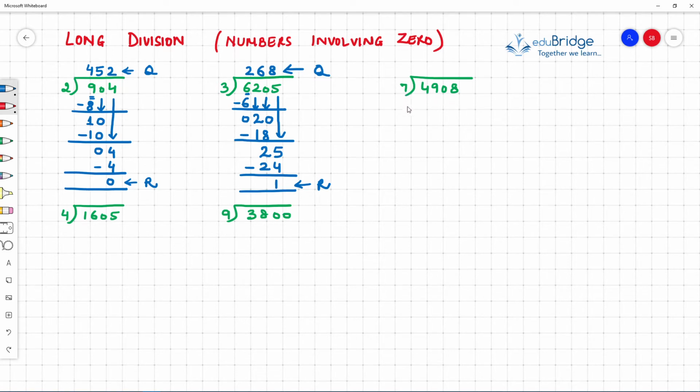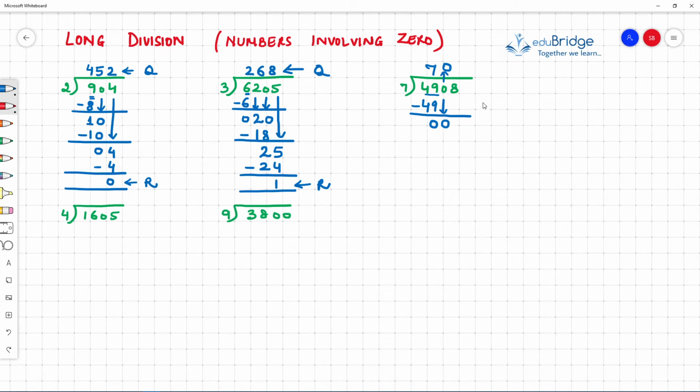4908 divided by 7. Now look here. 4 is smaller than 7. So what do we do? We group these two numbers and divide it by 7. 7 sevens are 49. Subtract it, you get 0. Now we have the next number, we bring it down, which is 0. Now this is a special case. Okay, focus here, pay attention. When we bring down this 0, and as we do not have any number here, we also take this 0 upwards. So this becomes 7 and 0.